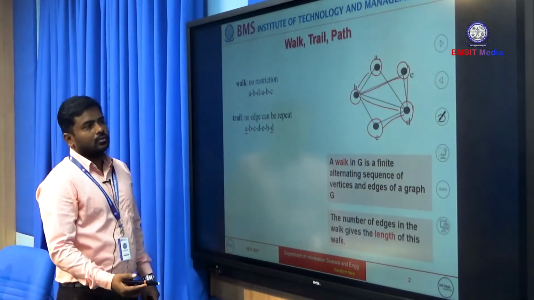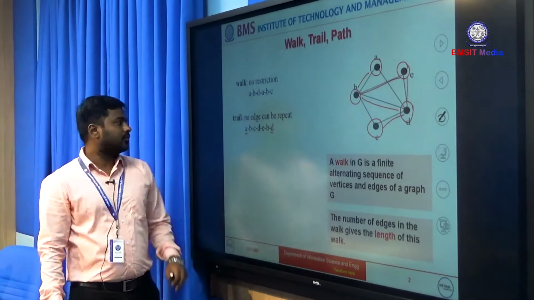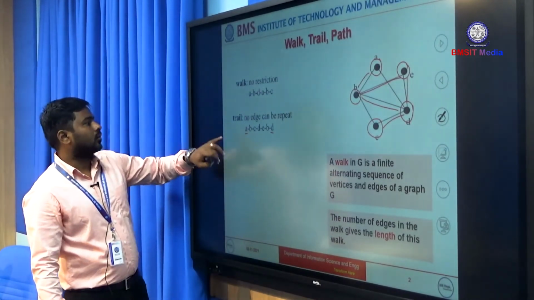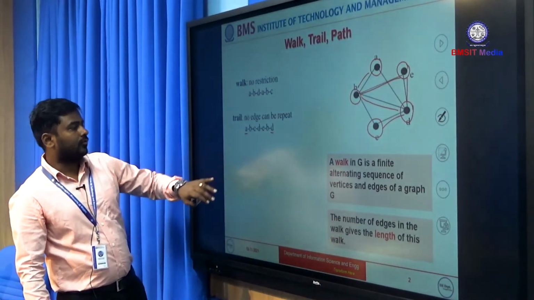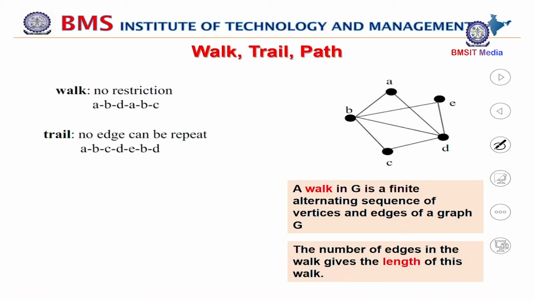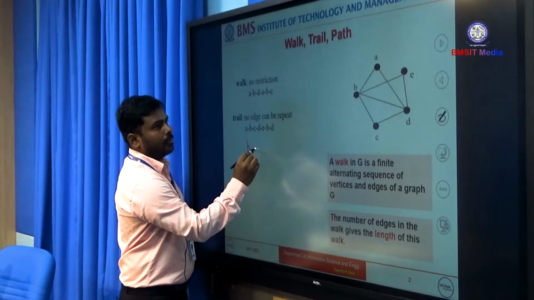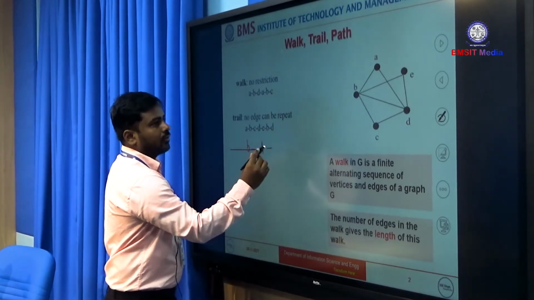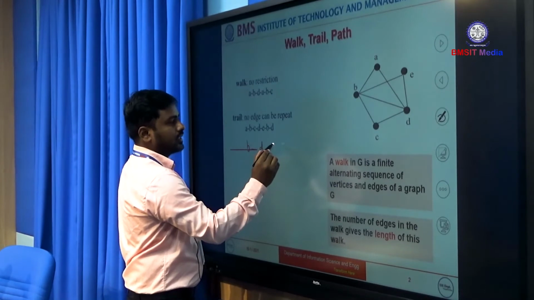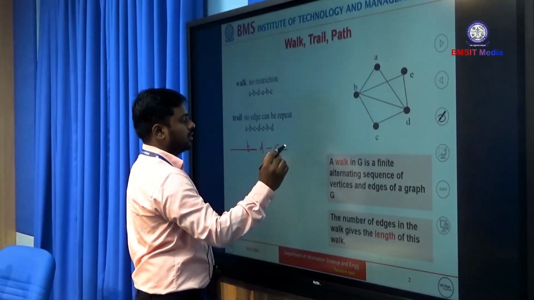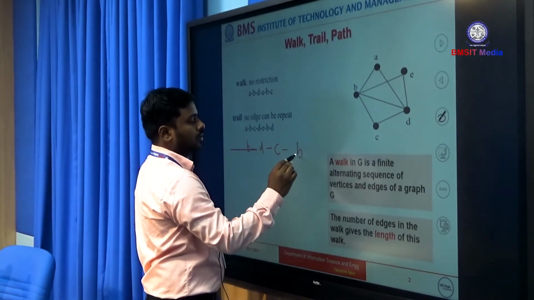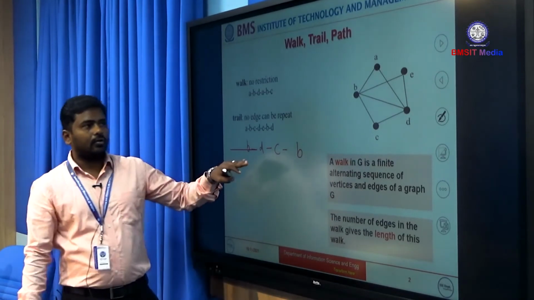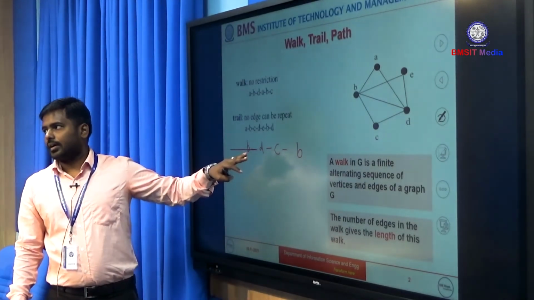Let us see another example with respect to a trail. We can have more than one trail in a graph. Let us say another example: I will go with B, then D, from D to C and again C to B. This is another example of a trail.